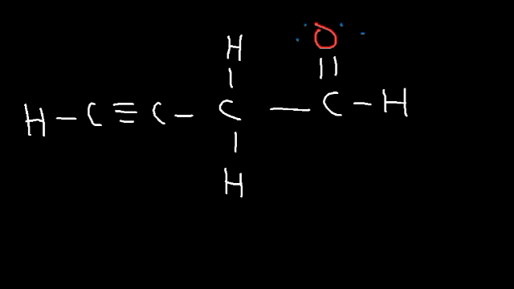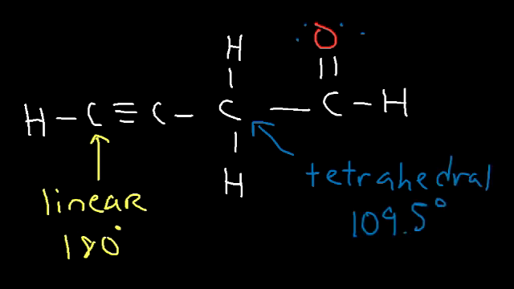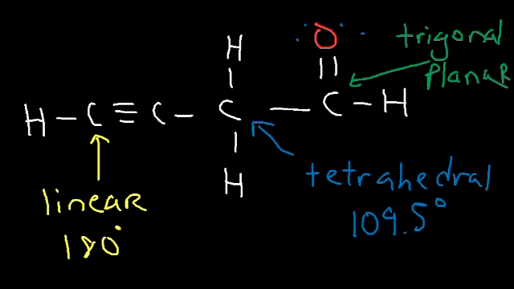What is the molecular geometry of this carbon? The molecular geometry is linear. It looks like a straight line, and the bond angle is 180. Now, what about the molecular geometry for the carbon atom? Notice that it has four groups. It's tetrahedral, and the bond angle for a tetrahedral structure is usually around 109.5. Now, what about for this carbon atom? Because it has three groups, it forms a trigonal planar molecular geometry. And so the bond angle for this structure is about 120.